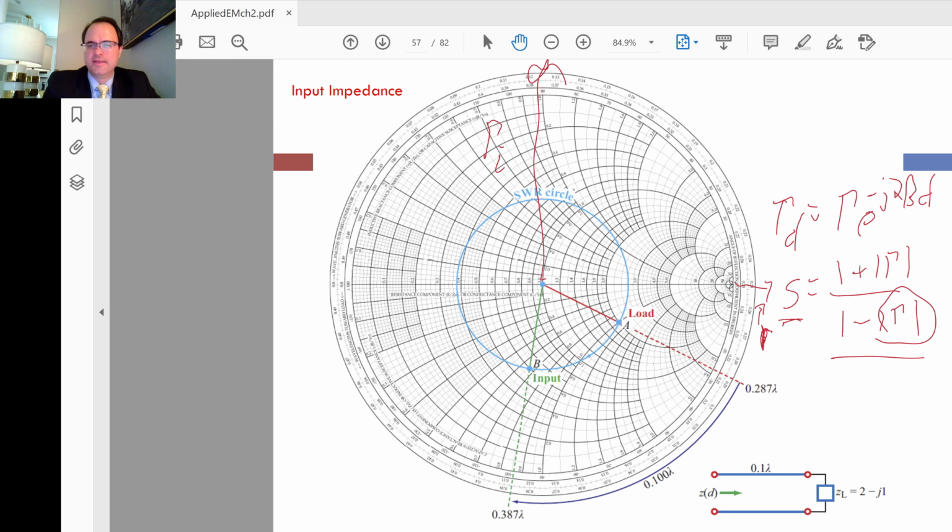So, say for example, we have gamma equal to 1/2. All right. Then we have 1 plus a half, which is 3/2, over 1 minus a half, which is 1/2. Or we have a standing wave ratio of 3. All right. So that defines a circle of radius 3 centered about the origin. All right.